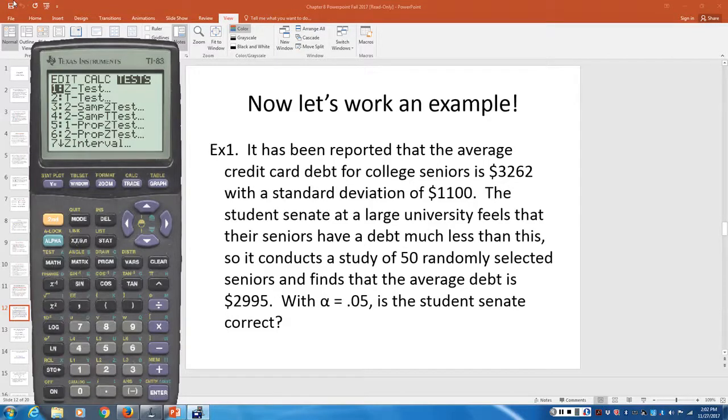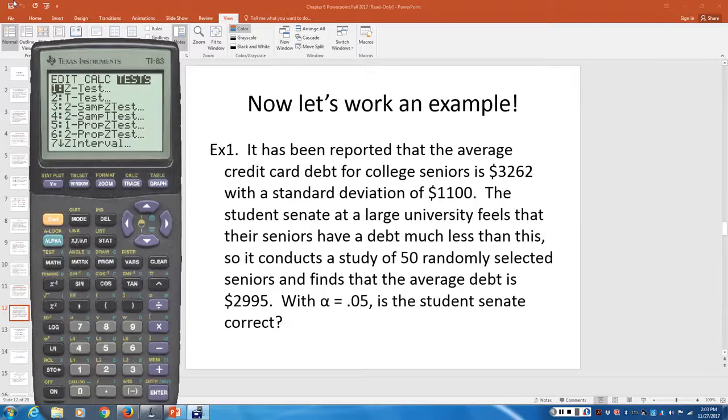It's been reported that the average credit card debt for college seniors is $3,262 with a standard deviation of $1,100. Student Senate at a large university feels that their seniors have a debt that's much less than that. So it conducts a study of 50 randomly selected seniors and finds that the average debt is $2,995, with alpha equals 0.05. That's the area in the tails. Is the Student Senate correct?